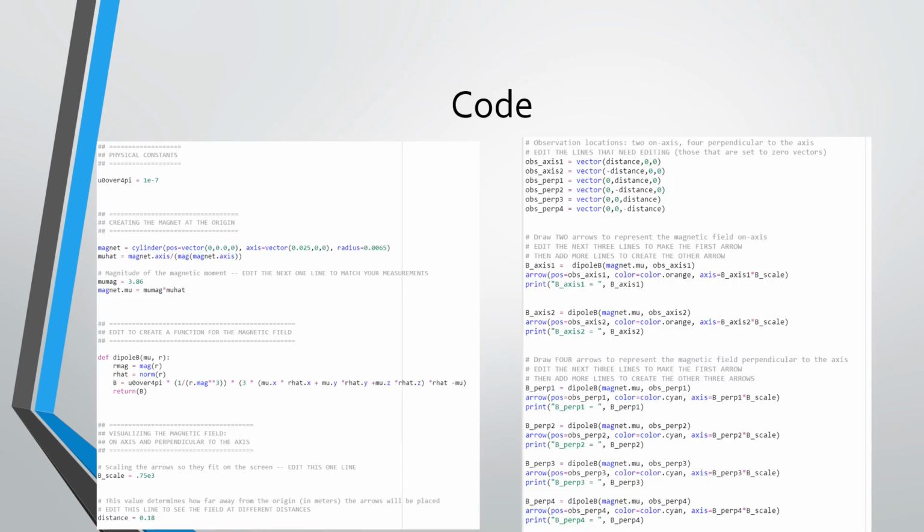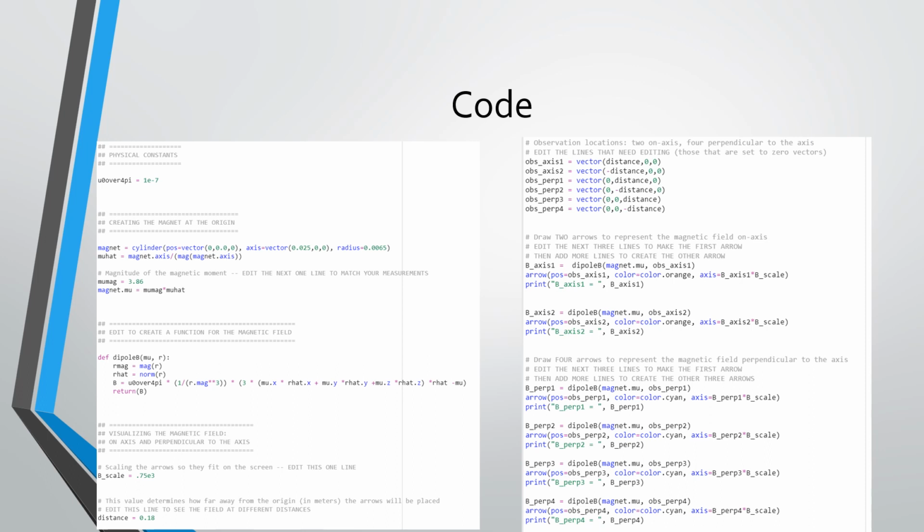Now we can get into the code for the computational model. There are a lot of lines of code. Starting off, we have our physical constants, which is mu naught over 4 pi, which is 1e-7. Along with this, we have to create our magnet at the origin, so that's a bunch of stuff to create that magnet and that point.